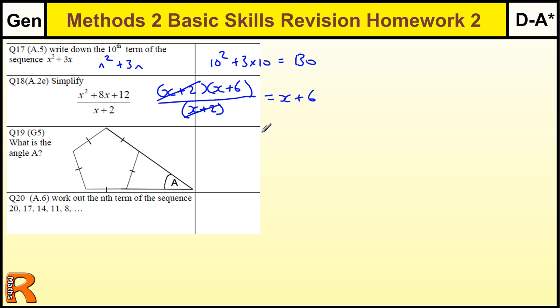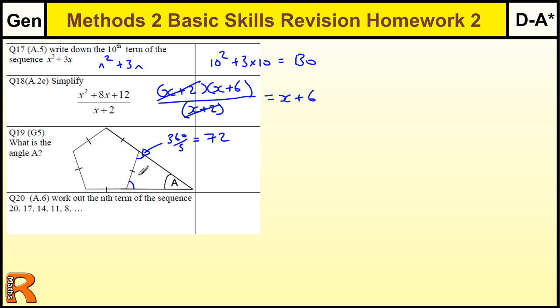and clearly the x plus 2 cancels to leave us with x plus 6. Question 19. What is the angle A? Well, this is a regular pentagon, the marks tell us that. And in a regular pentagon, the exterior angle, so that's the line coming off the side, that angle in there, is going to be 360 divided by 5, which is going to be 72.